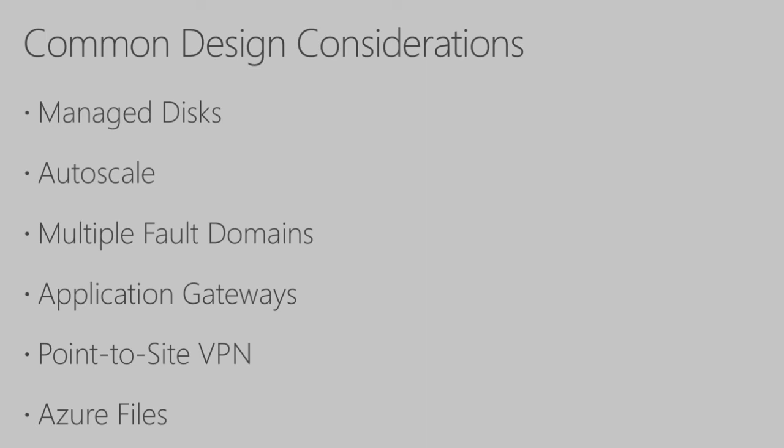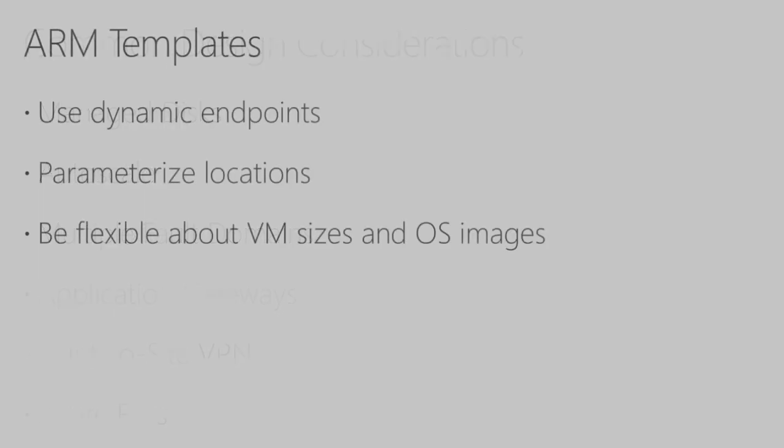As Matt talked about, multiple fault domains, application gateway layer 7 routing, point-to-site VPN, and Azure file support, so SMB share support. Again, we're working on bringing those in. But just some things you should think about when you're designing for these cases. For your ARM templates, use dynamic endpoints, parameterize your locations.